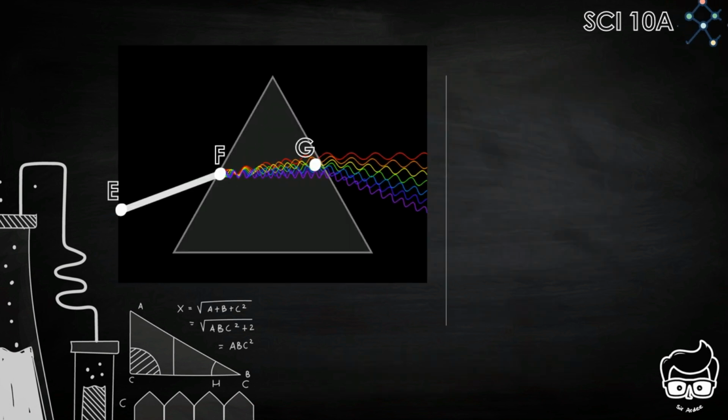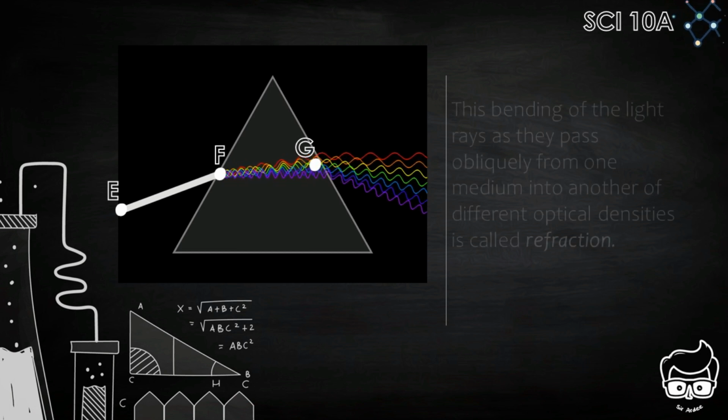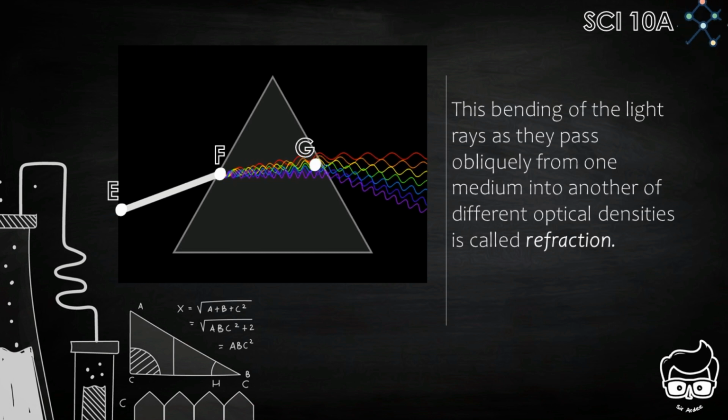When wave fronts of light approach a prism obliquely, that part of each wave which enters the prism, which is a dense medium, slows down. That part of the wave which is still in the air continues with the same speed. This results in a change of the direction from segment EF to segment FG when coming out of the prism. The part of each wave which goes out into the air first speeds up, pulling the direction of the light rays towards the base. This bending of the light rays as they pass obliquely from one medium into another of different optical densities is called refraction.